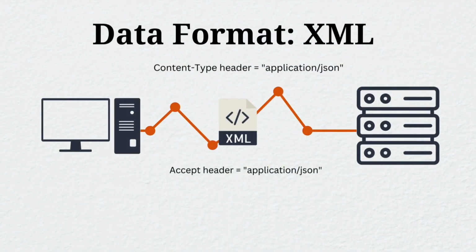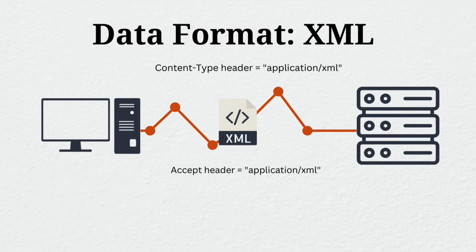In our next example, the content header and accept header are still the same. However, the data format that will traverse the connection is in the form of XML. What do you think will happen? This will cause an error. This error lets both the client and server know that the data format is incompatible and inconsistent. How do we fix this?